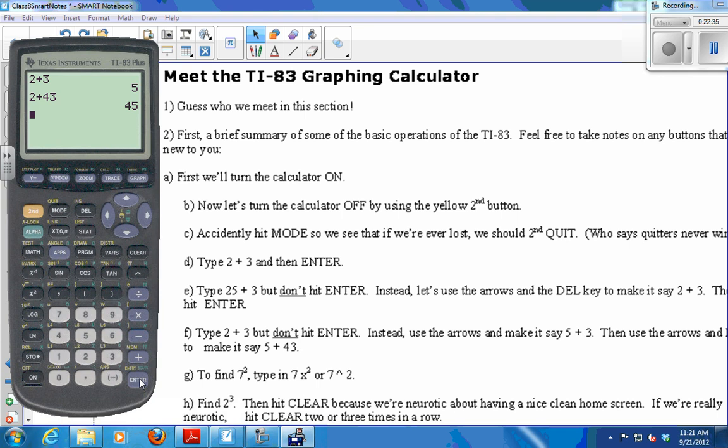And let's say you hit enter by mistake and you didn't notice there was a typo till after you hit enter. You can call up exactly what you previously typed in by pressing second and then the enter button. It gives you the previous entry. So if you hit second enter, it gives you the 2 plus 43. And you say, I really just meant 2 plus 3, delete that 4, enter.